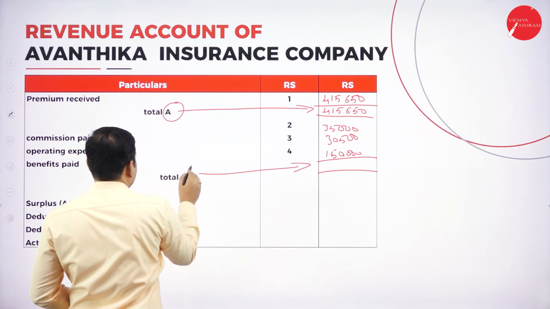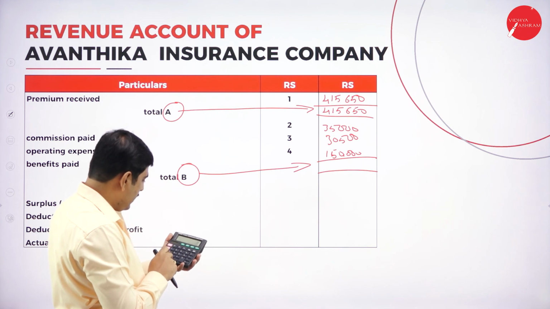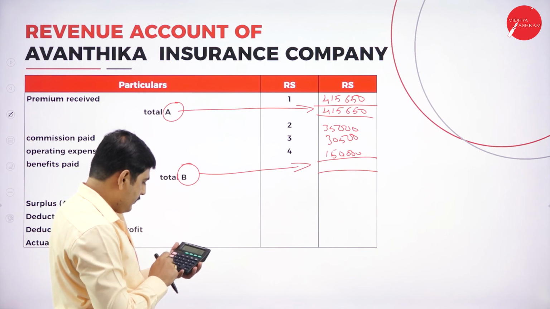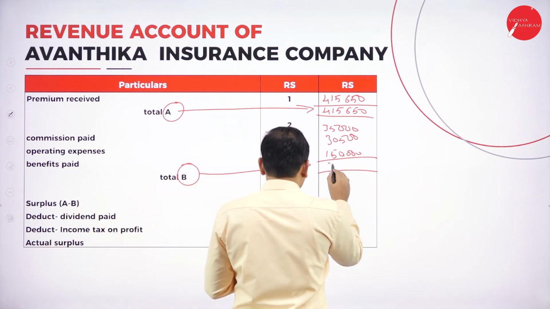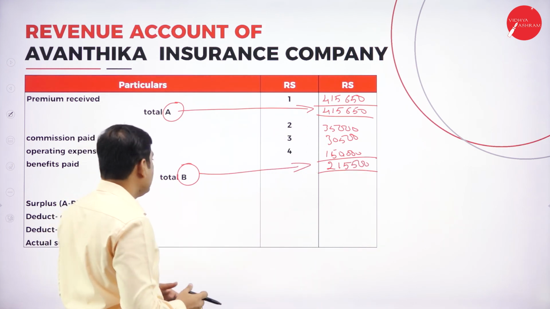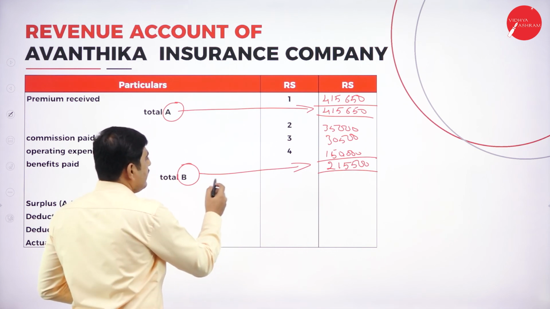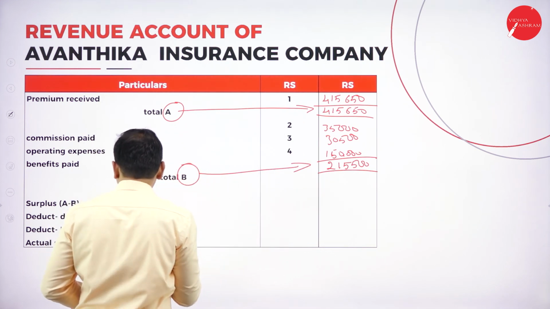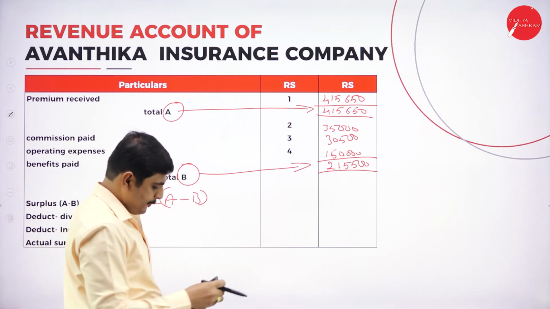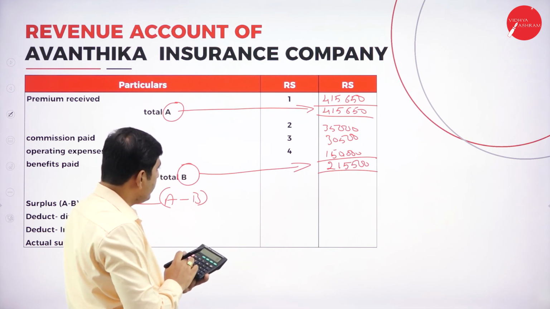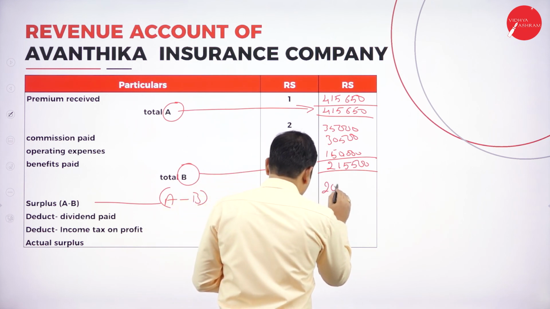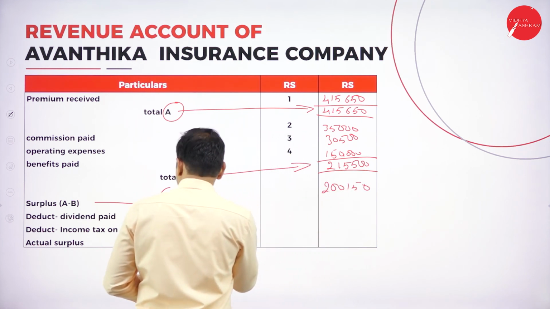This is total A, this is total B. 35,000 plus 30,500 plus 1,50,000. So it is 2,15,500. Now let's identify the surplus. Deduct B from A. So A minus B. Let's see how much it will become. It is 2,00,150 as the surplus.